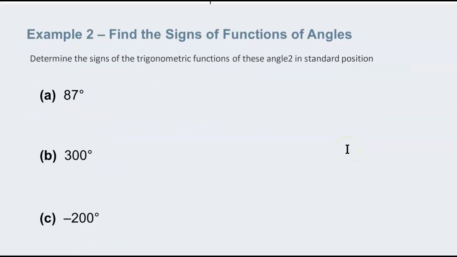All right, this is asking us to determine whether the signs are positive or negative for all the 6 trig functions. I think that this should say for these angles in standard position. So we were really just asking what quadrant are these in? 87 degrees is going to be in the first quadrant, right? Because it's not quite 90 degrees. This is in quadrant 1. And we just said that all trig values are positive because it's in the first quadrant.